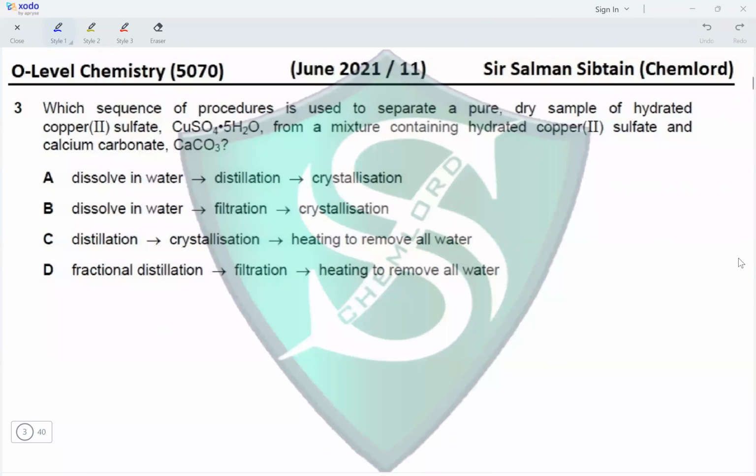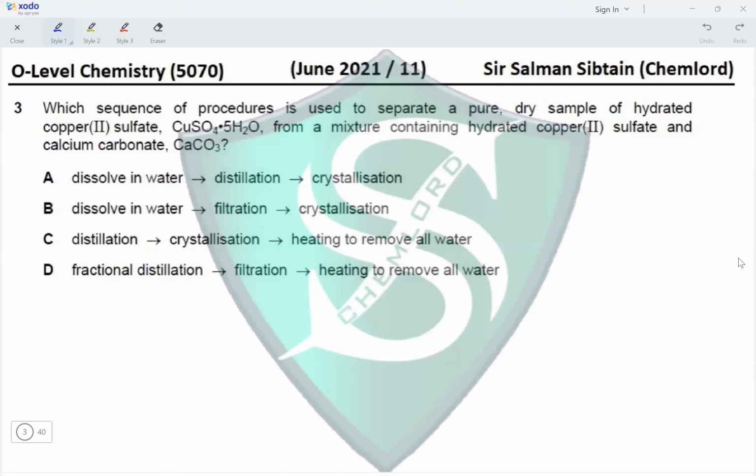Question 3. Which sequence of procedures is used to separate a pure dry sample of hydrated copper(II) sulfate from a mixture containing hydrated copper(II) sulfate and calcium carbonate? So if we have copper(II) sulfate and calcium carbonate mixed together, copper(II) sulfate is soluble in water, calcium carbonate is not. So what we should do is first dissolve the contents in water. This would allow copper sulfate to change its state from solid to aqueous, whereas calcium carbonate will stay as a solid.